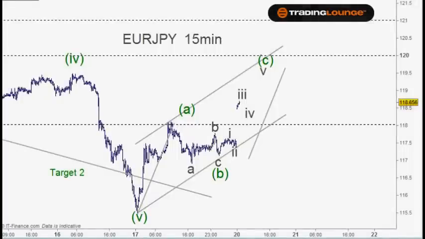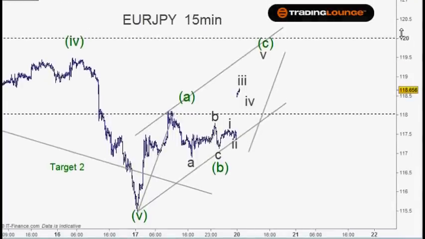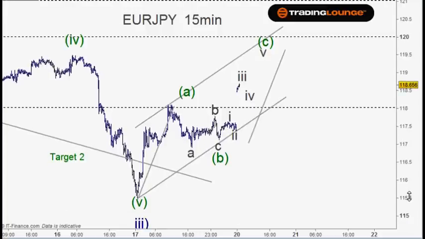Welcome to Trading Lounge and the European Forex pairs, and I just wanted to cover these quickly, the Euros anyway. So they're all moving in the same direction, and with the Euro Yen here, we're looking at 5 waves up here, an A and a B and a C wave here, and we're looking for another 5 waves here.